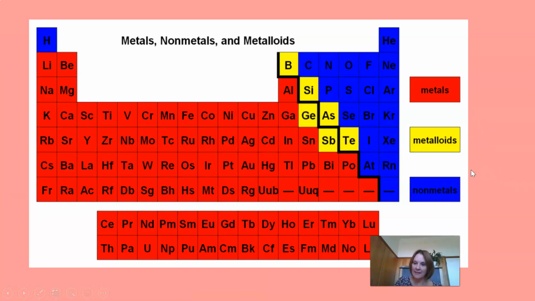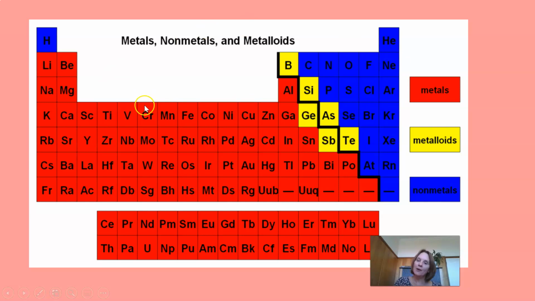So the periodic table is also divided into metals, non-metals, and what we call metalloids. Now your metals are in red, if you follow the key here. Your non-metals are in blue, and your metalloids are in yellow. Another word for metalloids is your semi-metals. They have the properties of both your metals and your non-metals.